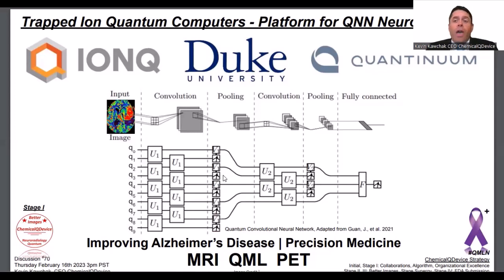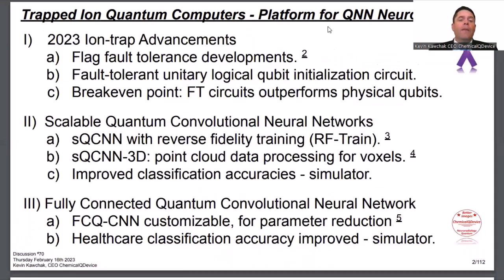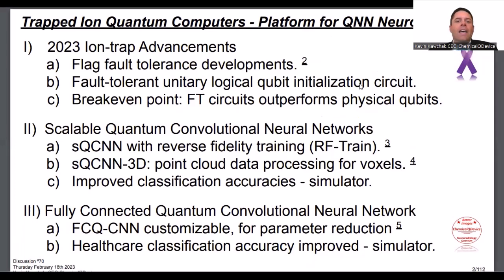I'm the founder CEO of Chemical Q Device, here to talk about trapped ion quantum computers as a platform for quantum neural networks for neuroradiology. Now, in specific, there's a number of developments. Every time you see FT, like the FTs, this is basically fault tolerance. Everything wants to go in that direction.